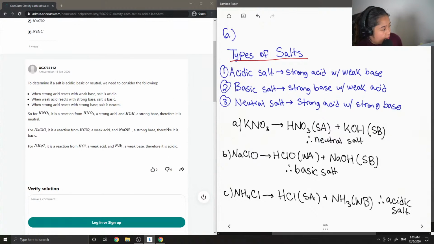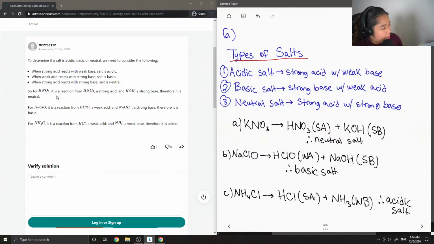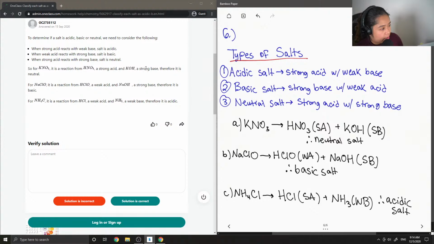So the junior tutor said, to determine if a salt is acidic, basic, or neutral, we need to consider the following. When a strong acid reacts with a weak base, salt is acidic. When a weak acid reacts with a strong base, the salt is basic. And when a strong acid reacts with a strong base, the salt is neutral. So for potassium nitrate, it is a reaction from nitric acid, a strong acid, and potassium hydroxide, which is a strong base. Therefore, it is neutral.